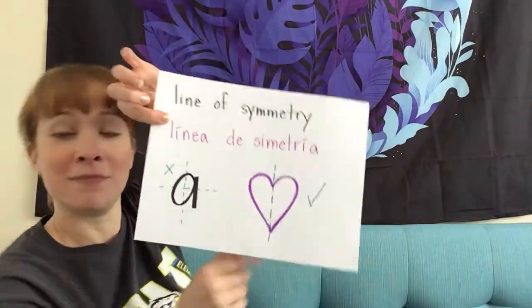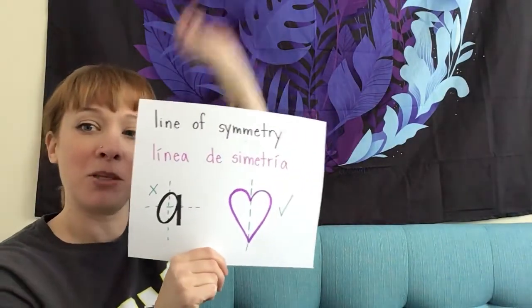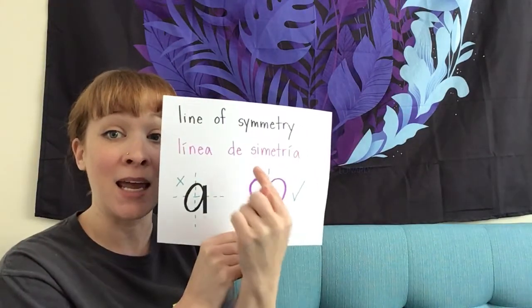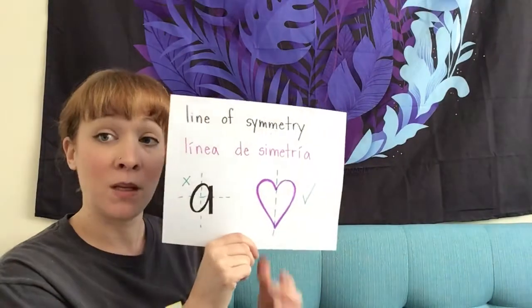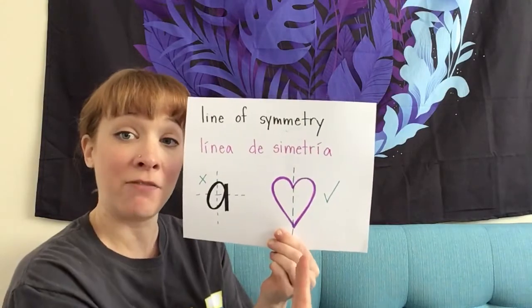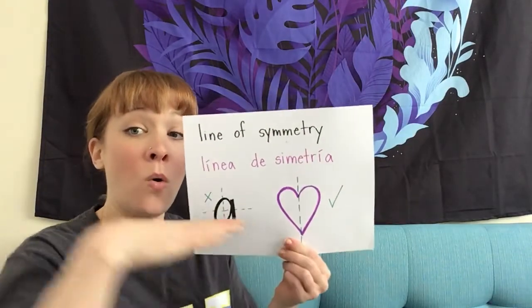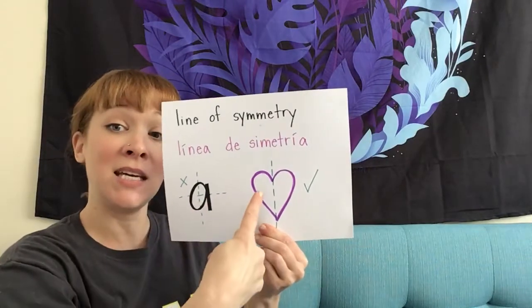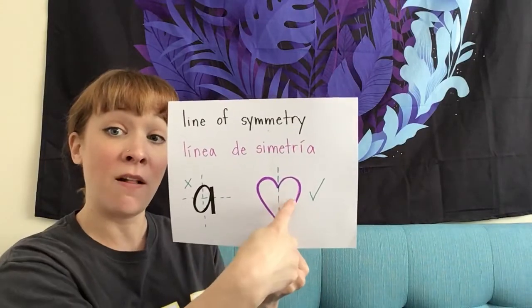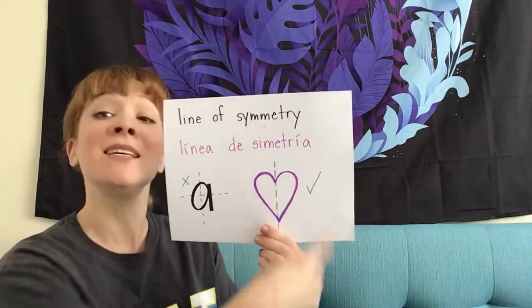Do you know what is a line of symmetry? A line of symmetry, we say en español, una línea de simetría. This is when we have a shape and we cut it in half vertically or horizontally, and it's the same on both sides. Is this heart the same on both sides?